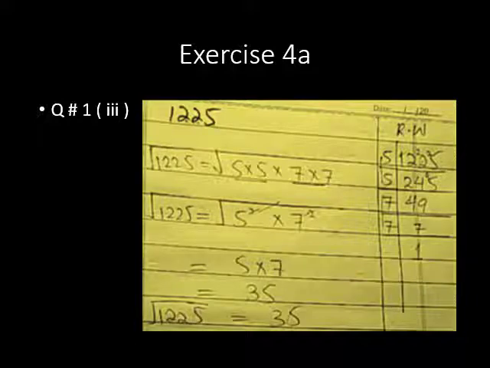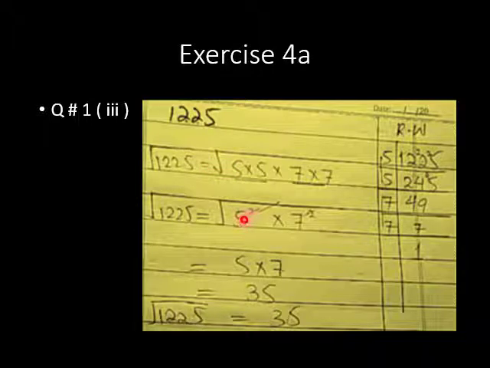1225. Third part of question number 1. First, find its factors by the prime factorization method. 5 2s are 10, 2 is left. 5 4s are 20, 2 is left. 5 5s are 25. Then write 5 again because the ending digit is 5. 5 4s are 20, 4 is left. 5 9s are 45. 7 7s are 49, and 7 1s are 7. Then we will write its factors, 5 into 5, 7 into 7, under the square root.